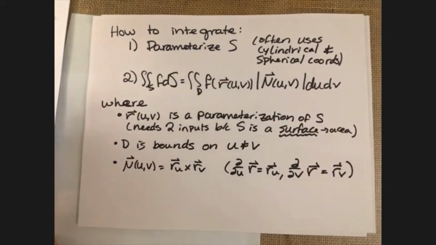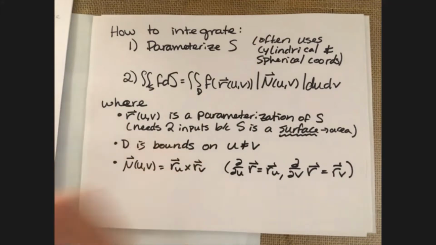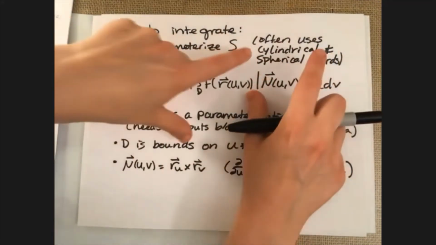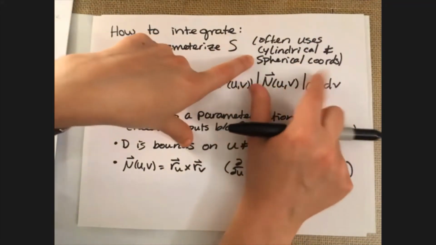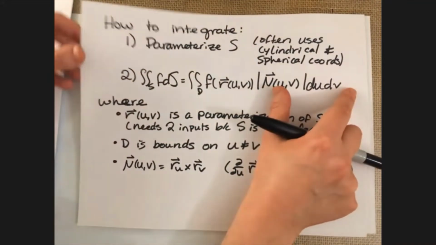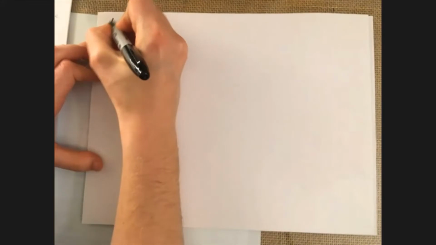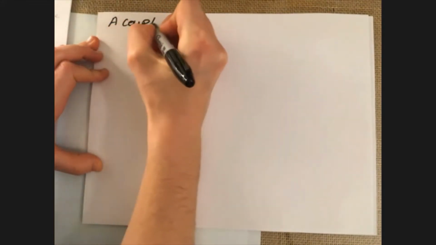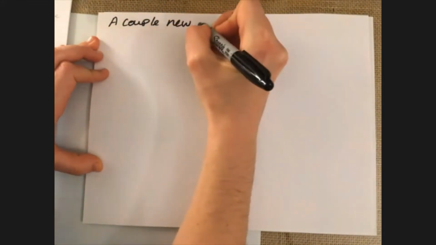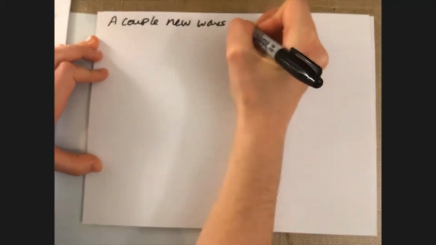But before we jump into working with this whole integral, I do want to work a couple of examples that take parameterizations that do not depend on cylindrical and spherical coordinates, because those are a little bit tricky. So, a couple of new ways to parameterize.